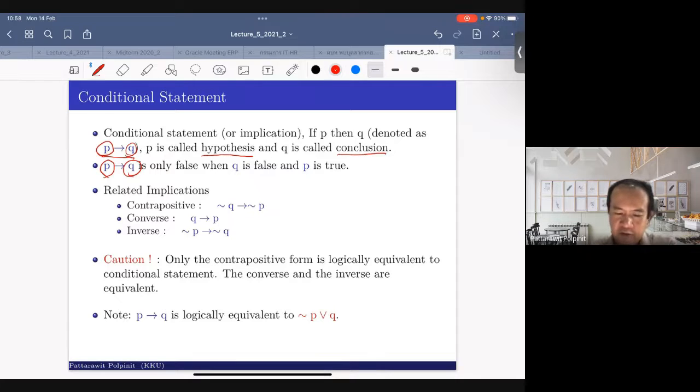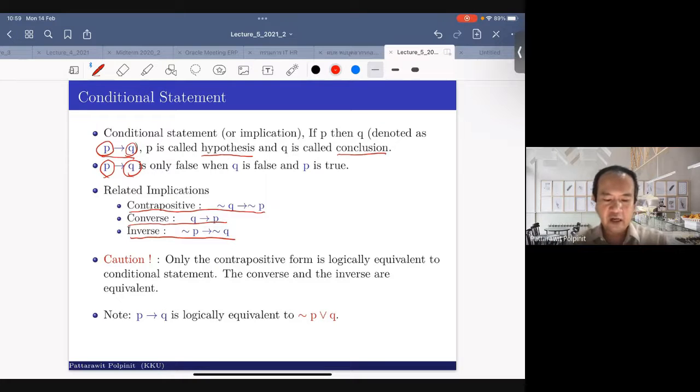There are some other propositions related to P then Q. The first one is called the contrapositive. It is basically the negation of Q implying the negation of P. The next one is the converse, which is just Q implies P. Just swap the position of P and Q. The last one is the inverse, where you put the negation on P and Q, so you have negation of P implies negation of Q.